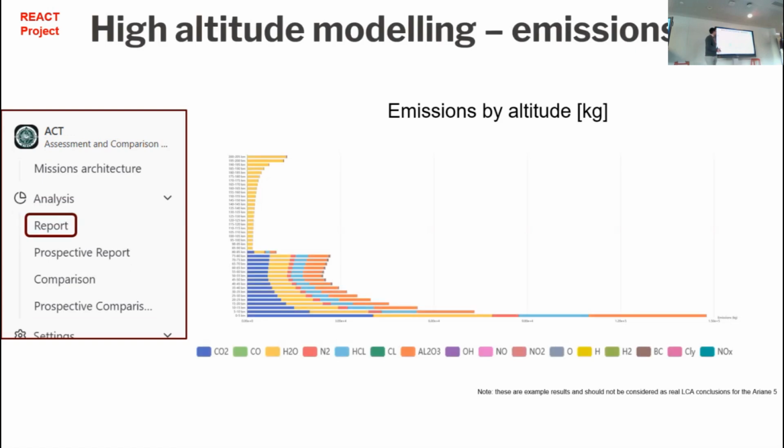Now here we can see an example of the implementation in the tool itself. This is an example of a two-stage liquid oxygen, liquid hydrogen launcher with solid boosters. Here in the lower layers, we also see the emissions from aluminum oxide and chlorine, and in the upper layers, there are the emissions from hydrogen and water. This is the mass flow that you get within the tool. And this can later, if we have the characterization factors in the future, also be transferred to impacts.